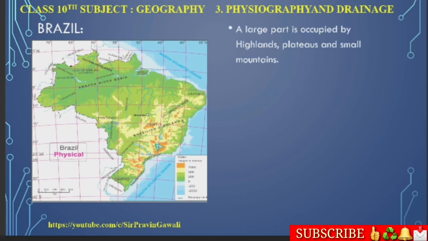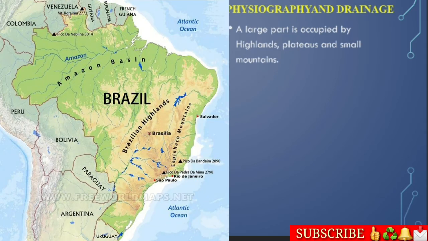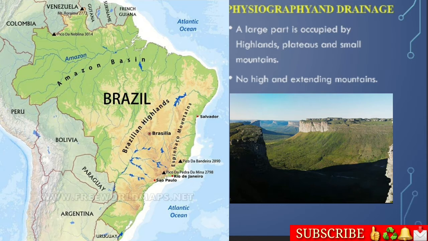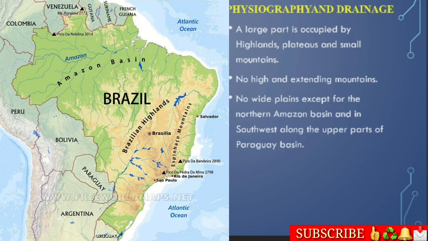See, students, first of all, let's try to understand. In Brazil, a large part is occupied by highlands, plateaus, and small mountains. Here, we see no high and extending mountains as we see in India, very high mountains as well as extending mountains. Okay, students, for example, Trans Himalaya, Greater Himalaya, Lesser Himalaya, and Shivaliks. But here in Brazil, we do not see high as well as extending mountains, as well as no wide plains except for the northern Amazon basin and in the southwest along the upper parts of the Paraguay basin.